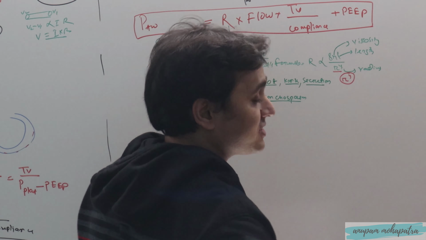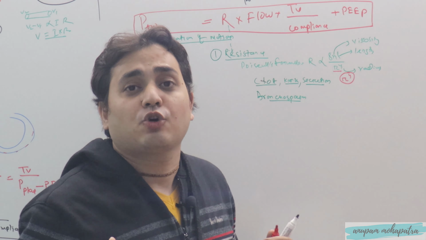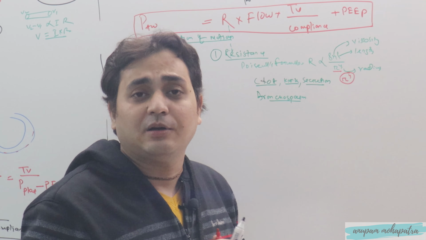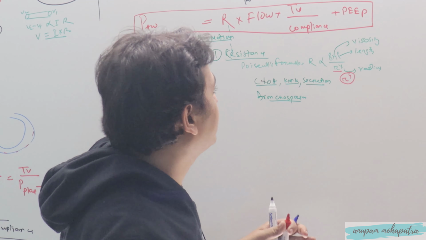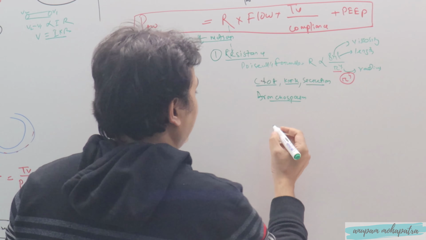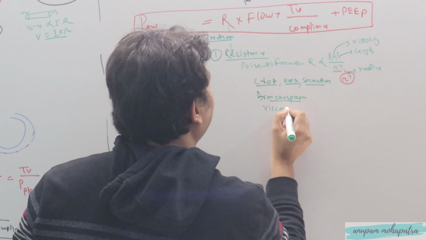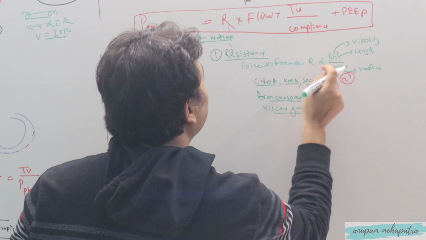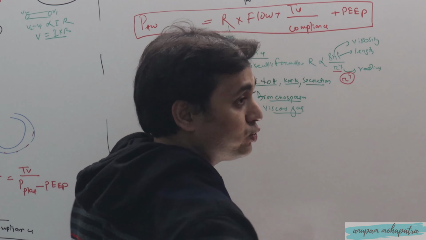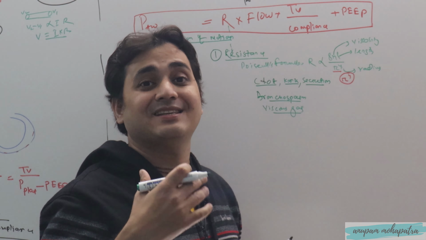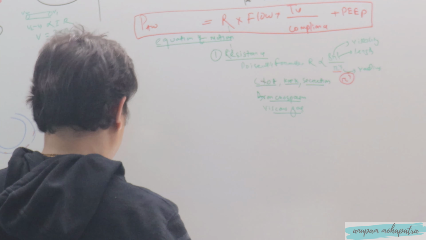Another, length is not such a big factor when you are choosing an endotracheal tube because almost all of them are of equal or just a little bit different size, but not too much. Viscosity: if you use a viscous gas, it will increase the resistance and increase the peak airway pressure. So sometimes you use nitrous oxide in air dispersion to decrease the airway resistance. So this is the first thing.